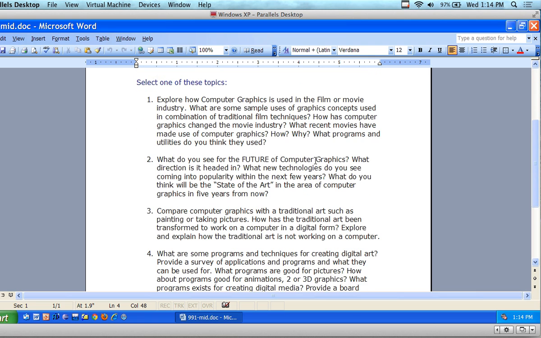What are we talking about in terms of the topics? So topic number 1 is exploring how computer graphics is used in the film or movie industry. That is a huge topic. However, you don't have to cover the entire industry. It might just be short cartoons, or it might be animated movies, or depends on what you want.